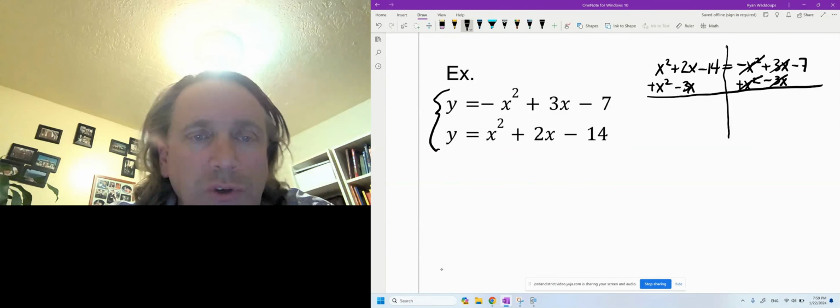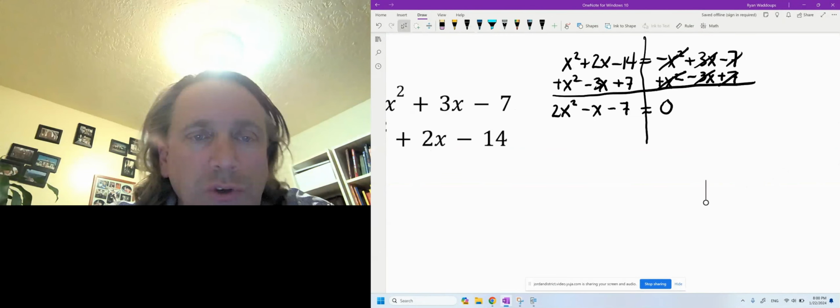That'll cancel the 3x over here. And then I'm going to get rid of that minus 7 by doing the opposite of subtracting 7, which would be adding 7, and do that again on both sides. That cancels that, and everything on the right is gone, leaving 0. And on the left, we have 2x squared minus x, and then minus 14 plus 7 would be -7, minus 7.